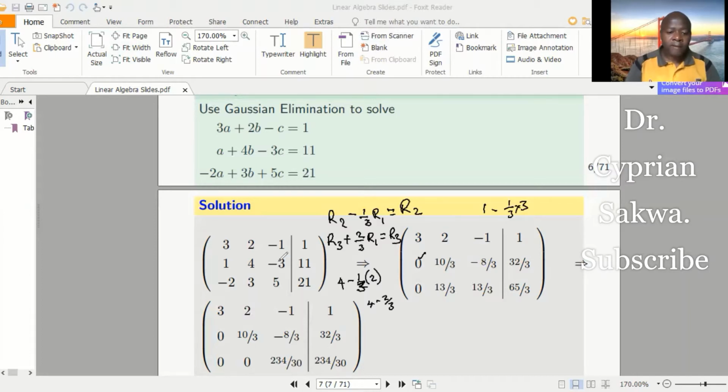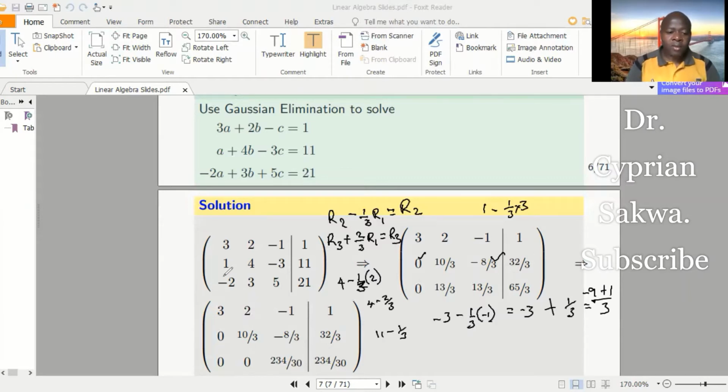And then negative 3 minus a third of negative 1. And this is like negative 3 plus a third. The LCM is 3, and this will be negative 9 plus 1, it's negative 8 over 3. That's what I have. I do the same for this: 11 minus a third of 1, and that gave me 32 over 3.